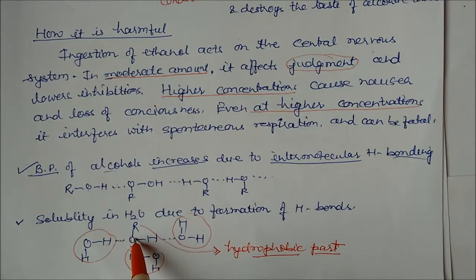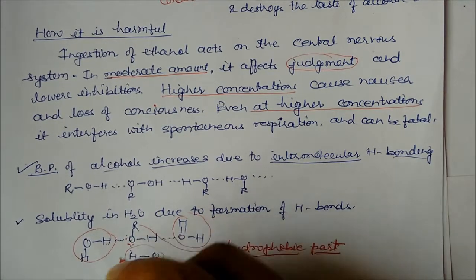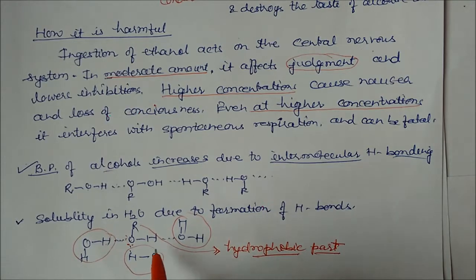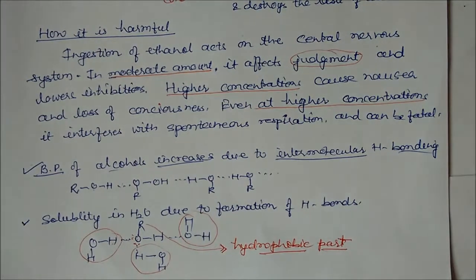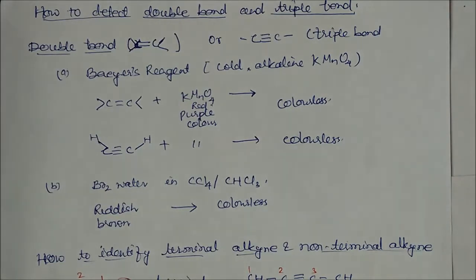Again, the second lone pair of the oxygen can form a hydrogen bond with another water molecule. And again, this hydrogen of the alcohol can form one hydrogen bond with another water molecule. It means three water molecules surround the alcohol. So in this way, alcohol is soluble in water with the help of hydrogen bonding. Now we'll see the next part: how to detect a double bond and a triple bond.